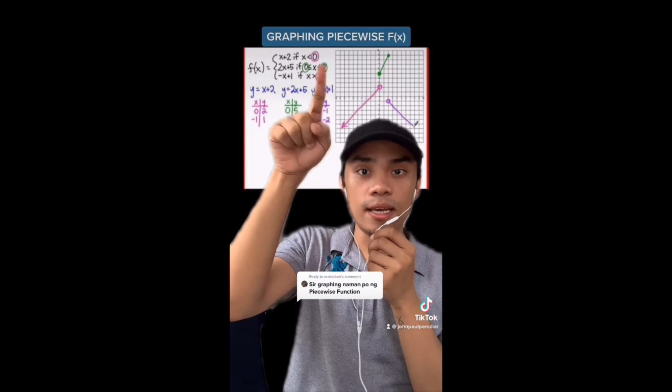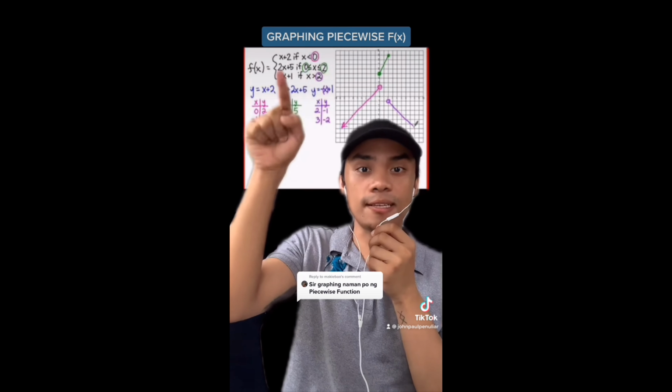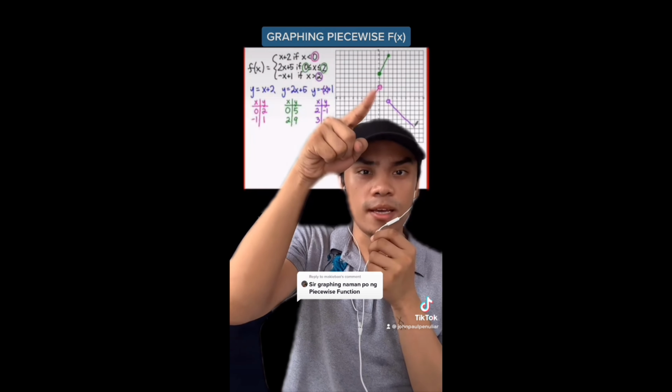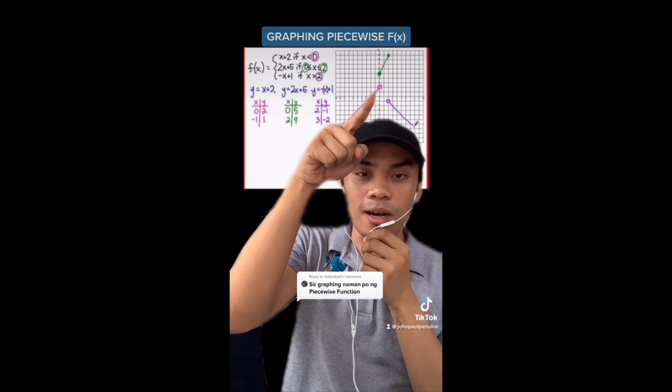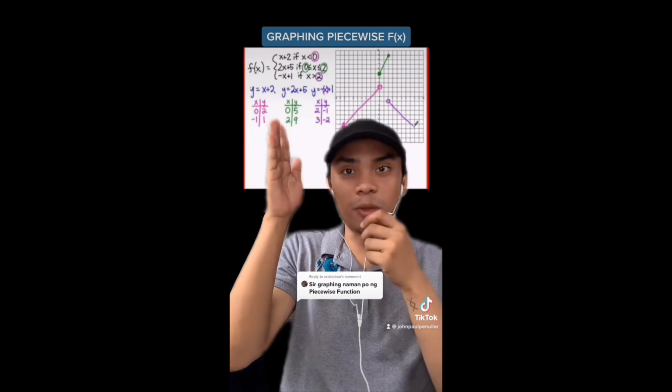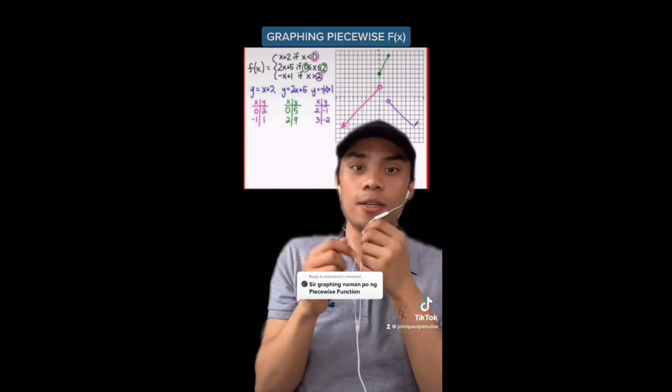Okay? Kasi, hindi naman kasali yung 0 dito sa set mo na to. Okay? X less than 0. Lahat ng mas mababa sa 0, kasama yung 0, negative 0, negative, lahat ng between negative 1 tsaka bago mag 0. Okay? Kaya, hindi siya solid circle.